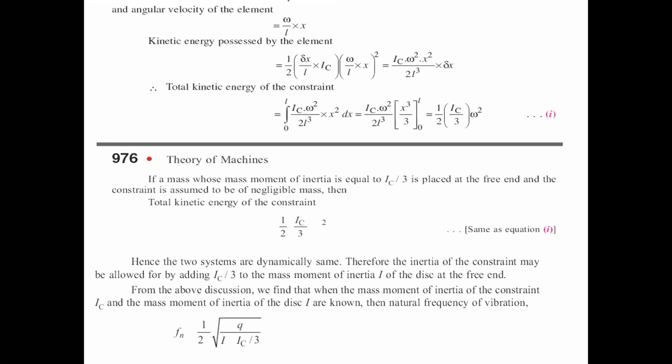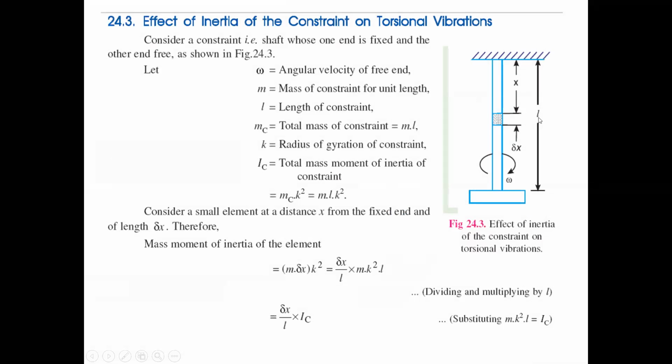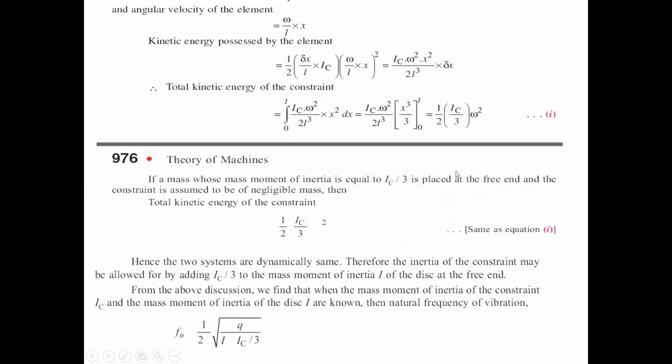Just compare the velocities. The small element has a velocity of small omega and its distance is x, and the angular velocity of the mass of the disc is omega and its distance is L. So when we compare, small omega by x equals omega by L. So small omega equals omega by L into x. That is the angular velocity of the element.